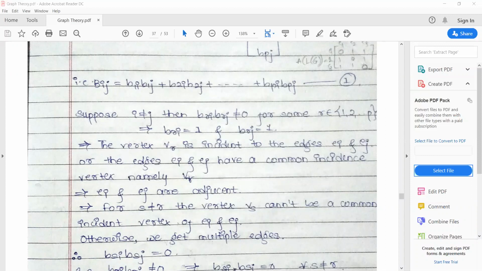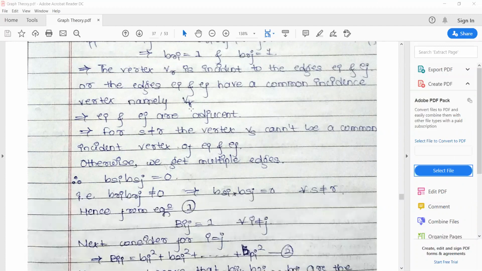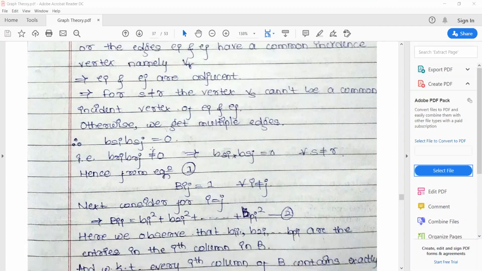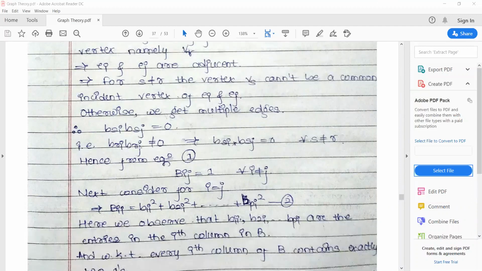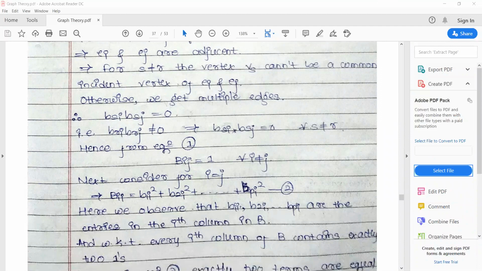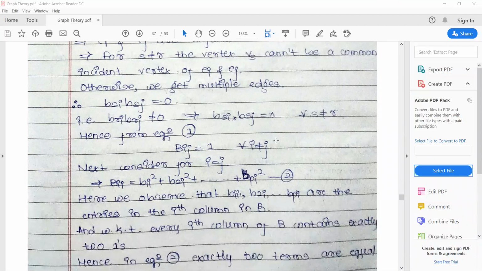So that is how to draw that line graph. On that basis we have proved this theorem. For s not equal to r, the vertex v_s cannot be a common incident vertex of e_i and e_j. Otherwise we get multiple edges, and we know multiple edges are not possible in simple graphs. Hence from equation 1 we are getting b_ij equal to 1 for all i not equal to j.